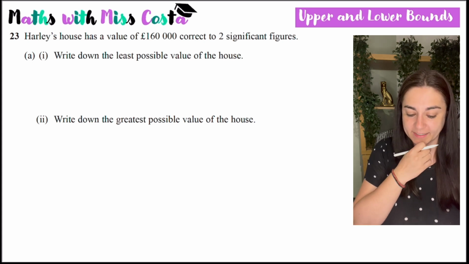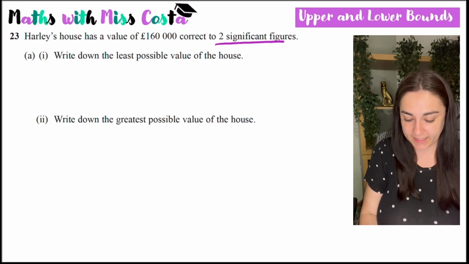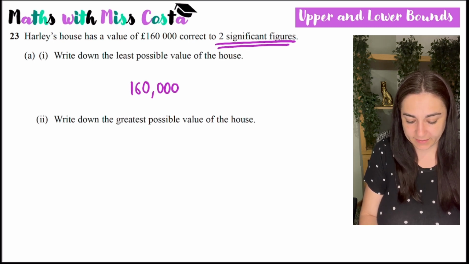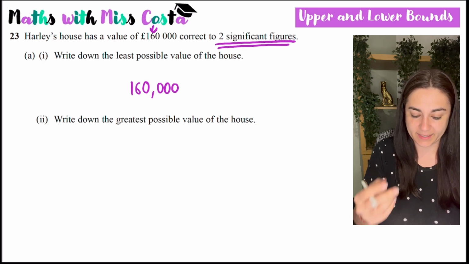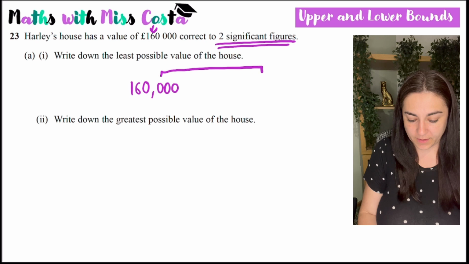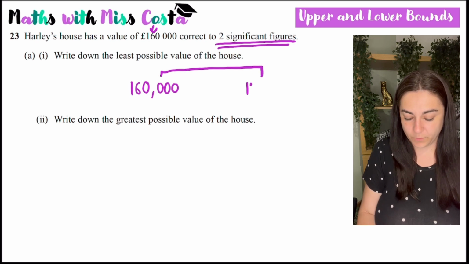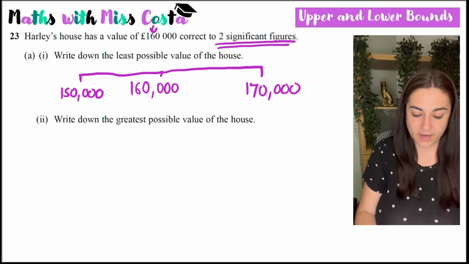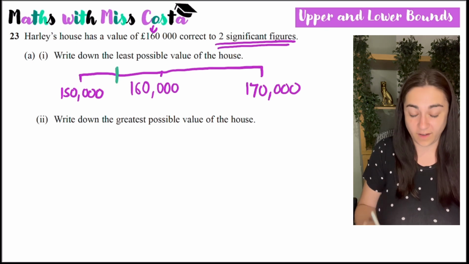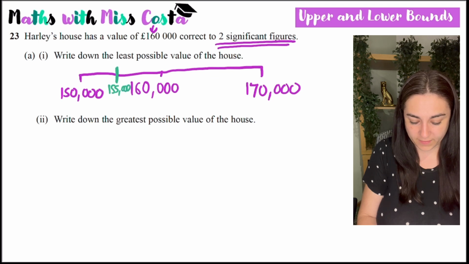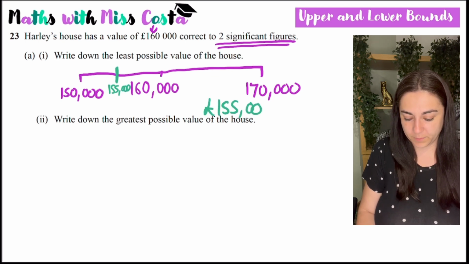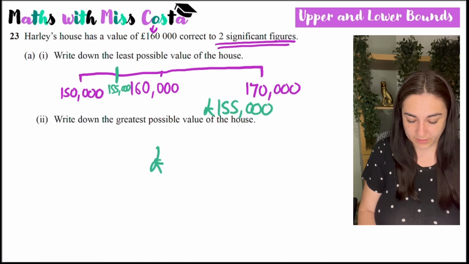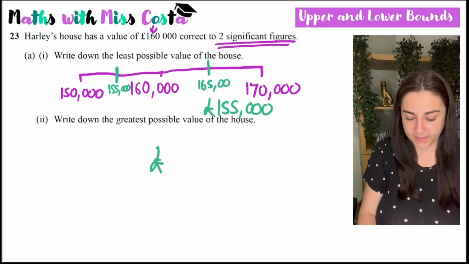Next, I'm told that Harley's house has a value of £160,000 correct to 2 significant figures. Work out the least possible value of the house. So £160,000 to two significant figures is the nearest 10,000. So the largest possible value it could be would be 170,000. Sorry, if it was rounded, and the lowest would be 150,000. Now to figure out to two significant figures what it would be, I would find the halfway point. So that would be 155,000. So the least possible value would be 155,000, and the greatest possible value, I find the halfway point, so that would be 165,000.